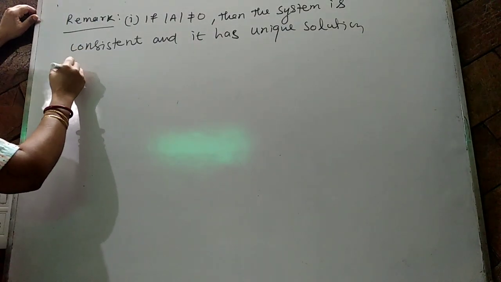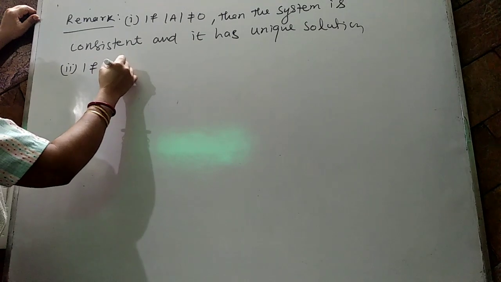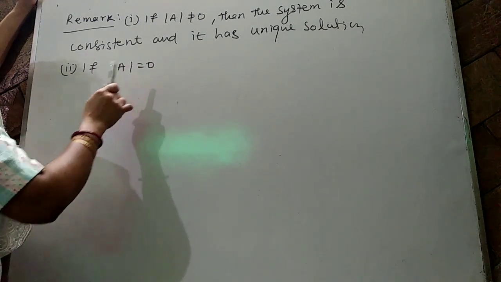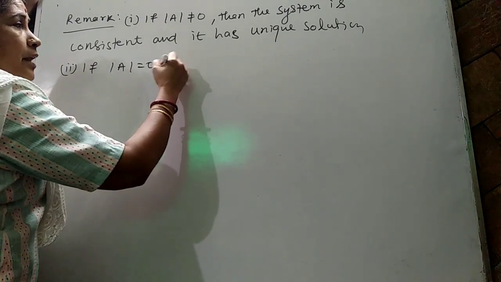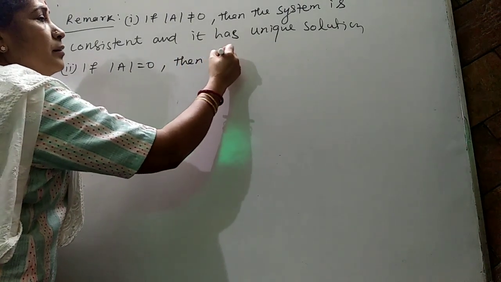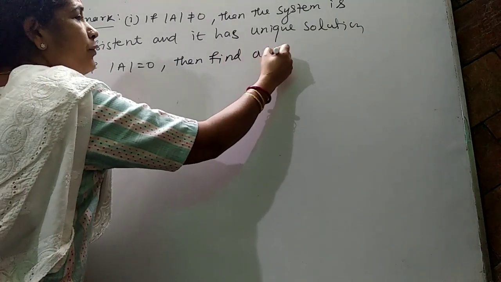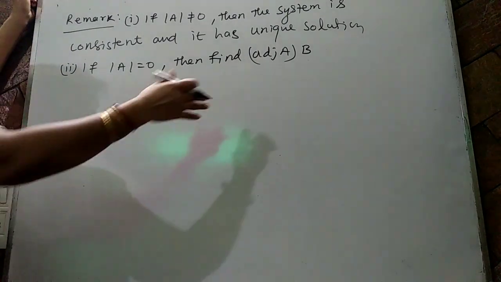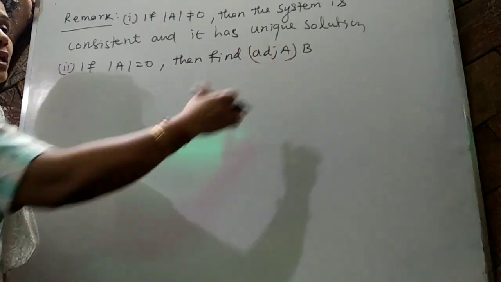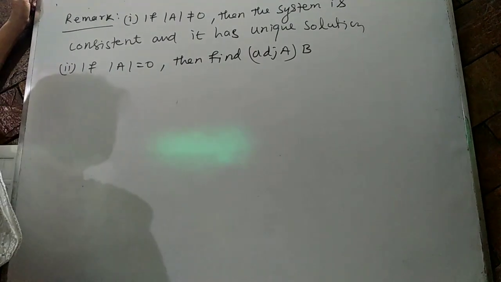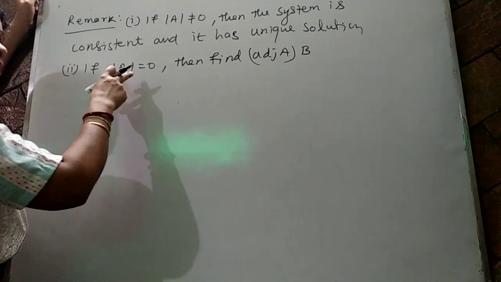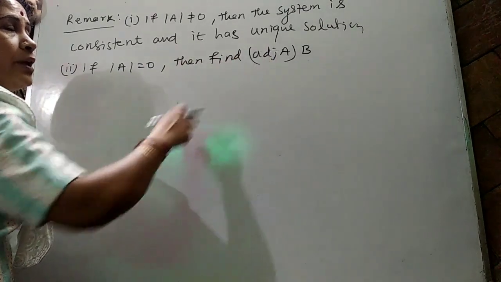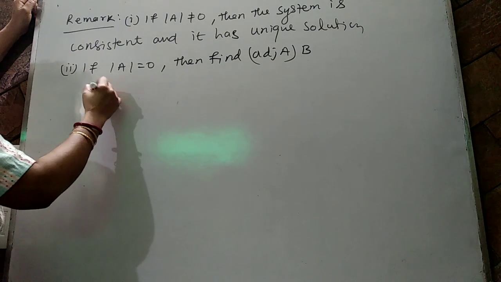Number 2. If determinant A equals 0, then we cannot leave the question. That means A inverse does not exist. Then what do we have to do? Find the adjoint of A into B matrix. Which one is the B matrix? Whatever is given on the right side of the equations, that is the B matrix. You know how to find the adjoint of A. In case determinant A equals 0, you have to find the adjoint of A into B. Now there are two cases.